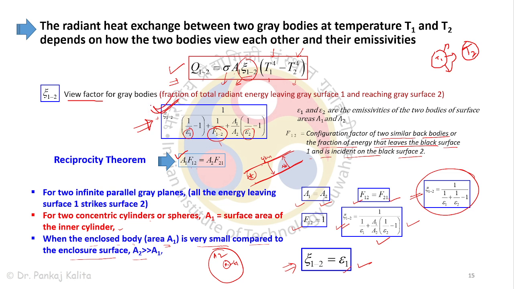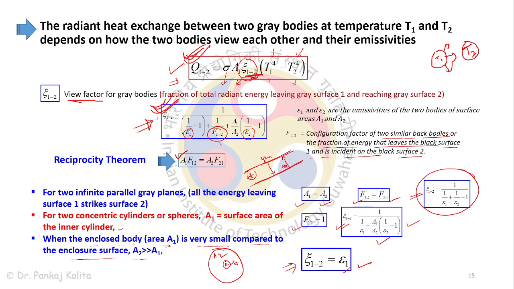If you calculate this view factor, then based on this view factor, the rate of heat transfer between two bodies will be given by this equation, where we are just incorporating this view factor into the actual equation that we have studied. So it will be sigma A1. If we're talking heat transfer from 1 to 2, then the area will correspond to 1, right? And the view factor will correspond to from 1 to 2, and this is the temperature of 1 to power 4 minus temperature of 2 to power 4.